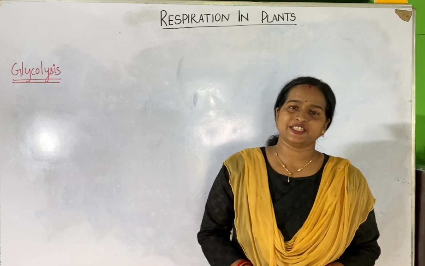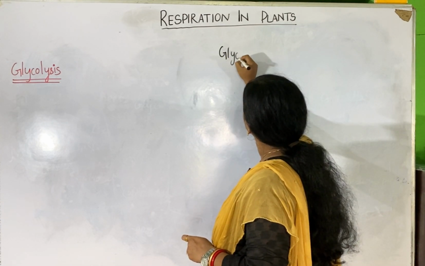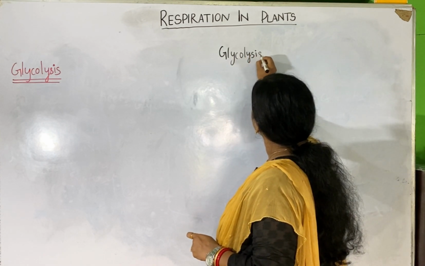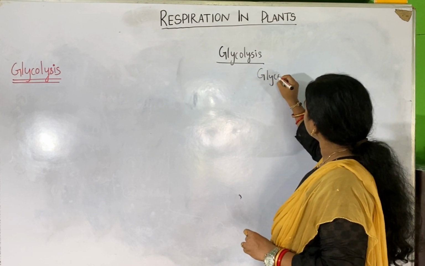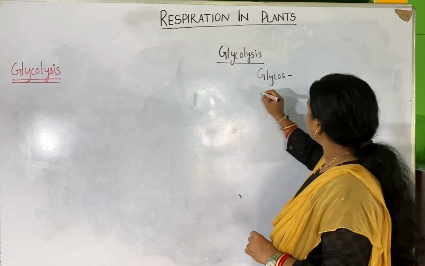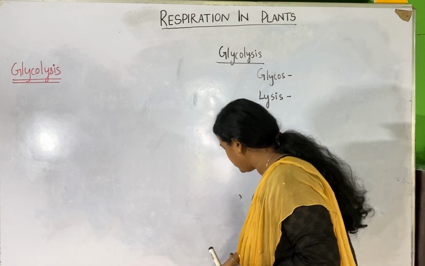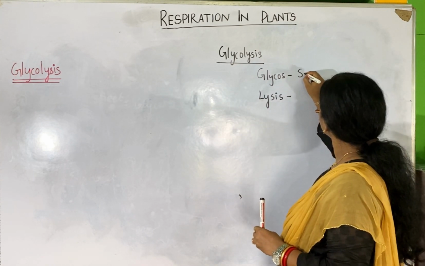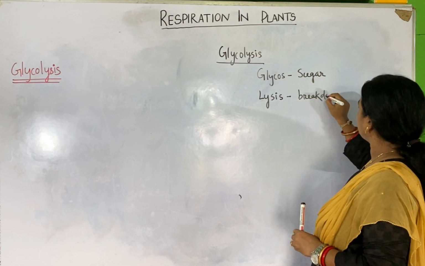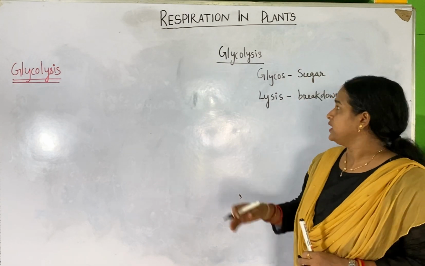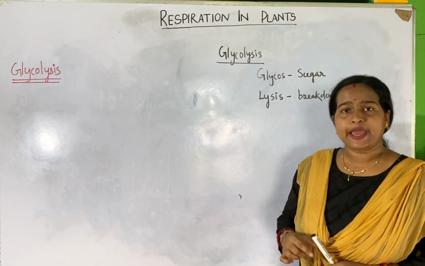In this session, we will discuss glycolysis in detail. So, glycolysis comes from two Greek words. One is glykos, which means sugar, and the other is lysis, which means breakdown. So the term is self-explanatory. That is the breakdown of sugar molecule. That is called glycolysis. It is otherwise called the EMP pathway.